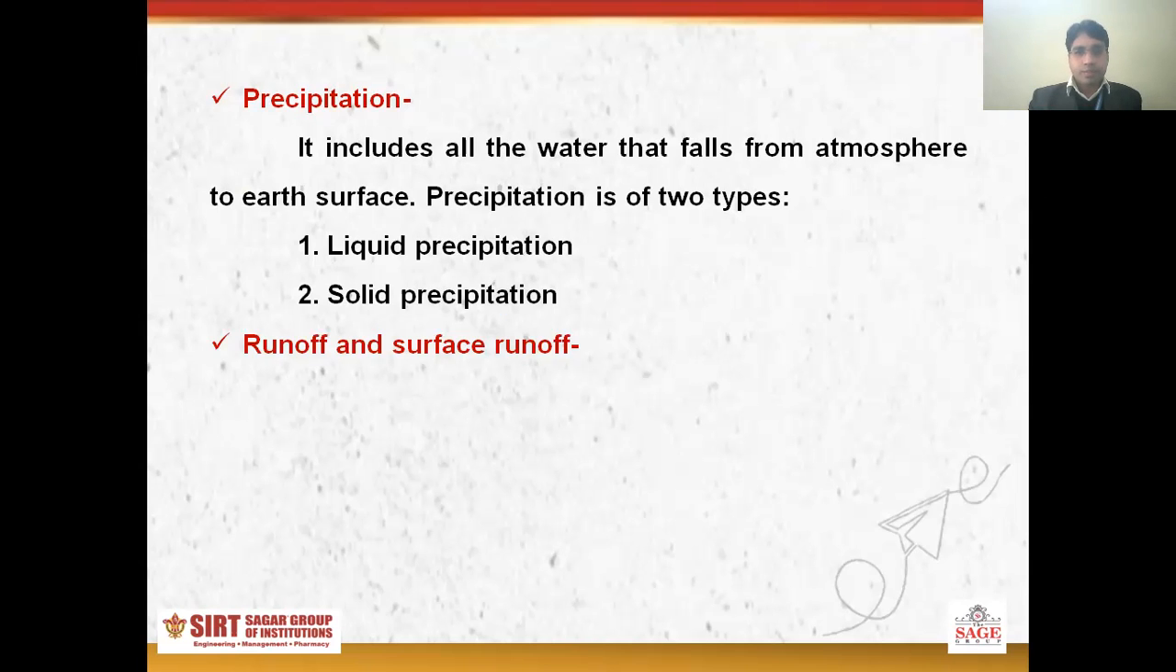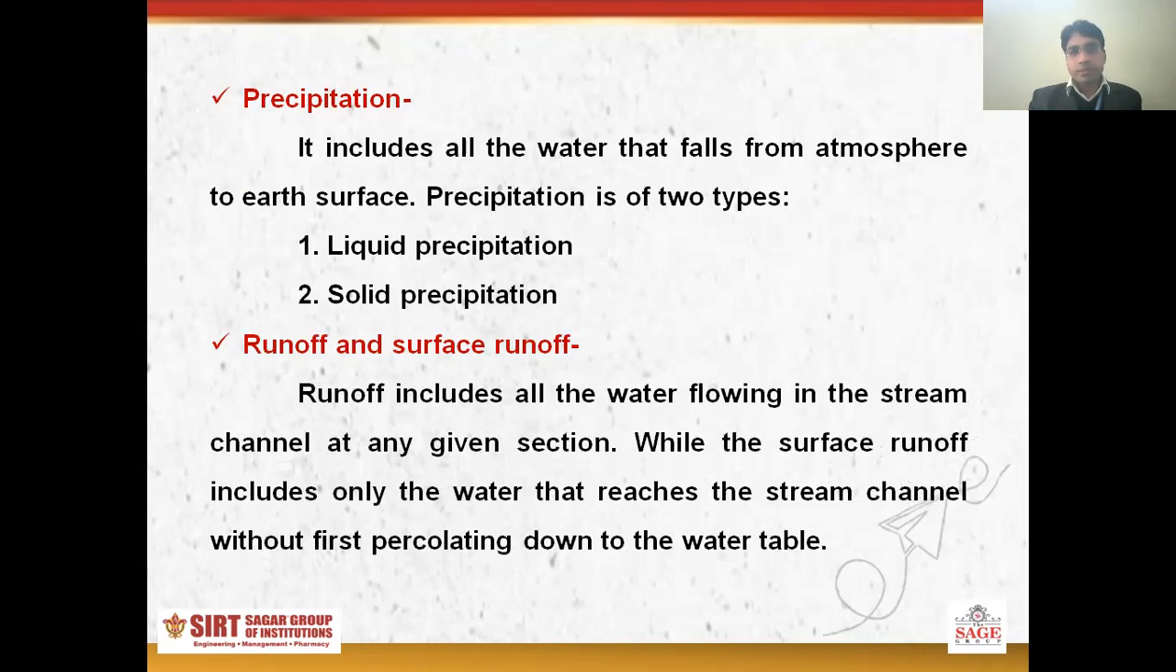Runoff and surface runoff. Runoff includes all the water flowing in the stream channel at any given section, while the surface runoff includes only the water that reaches the stream channel without first percolating down to the water table.